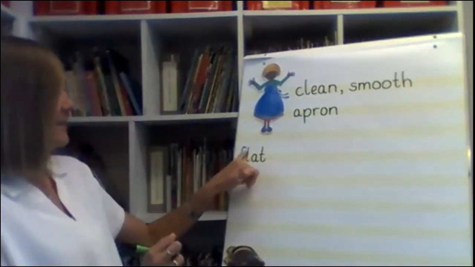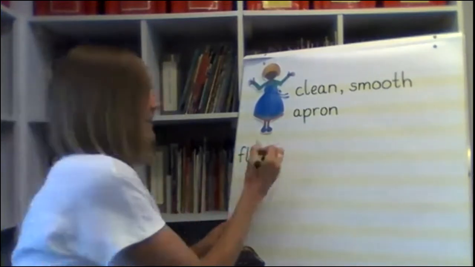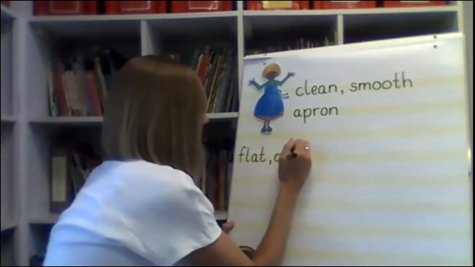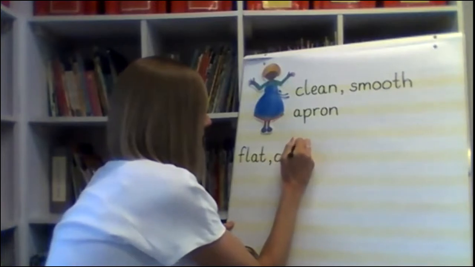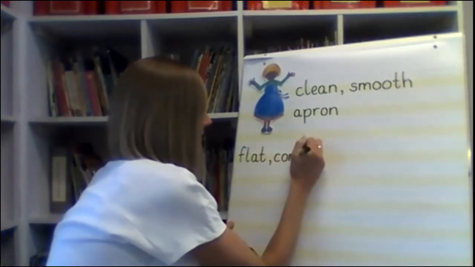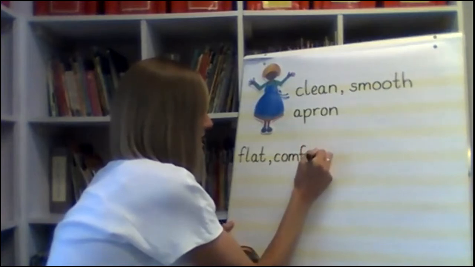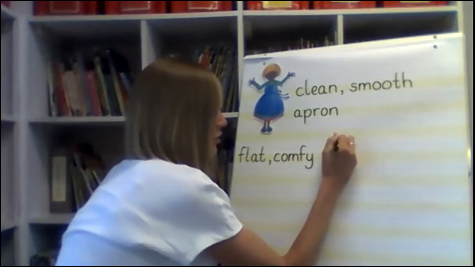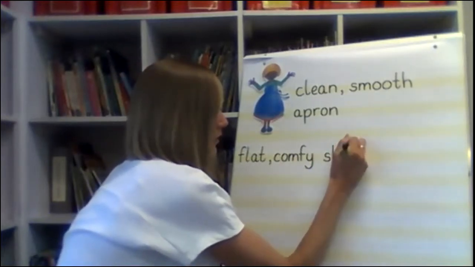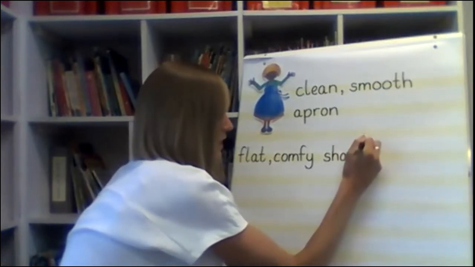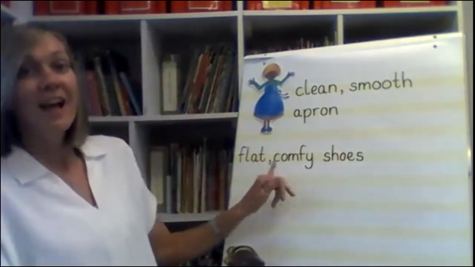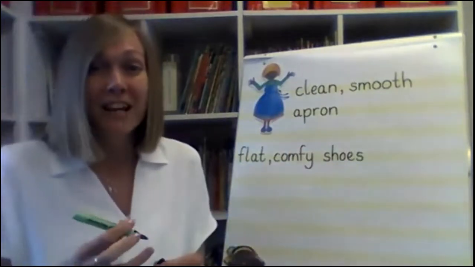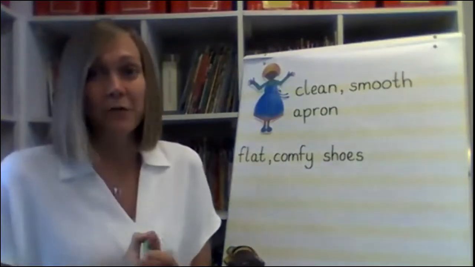Got lots of ascenders in that word there. Flat, comma, comfy. Flat, comfy. And what was my noun? Shoes. Ooh, got to remember my S on the end because there's more than one. Flat, comfy shoes. Now, you're going to have a go at writing your very own expanded noun phrases.